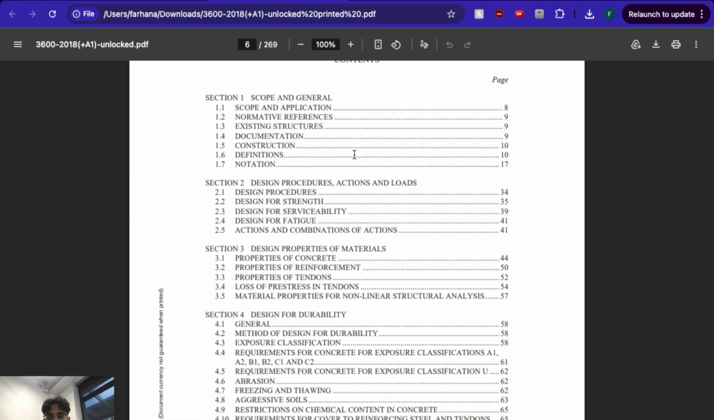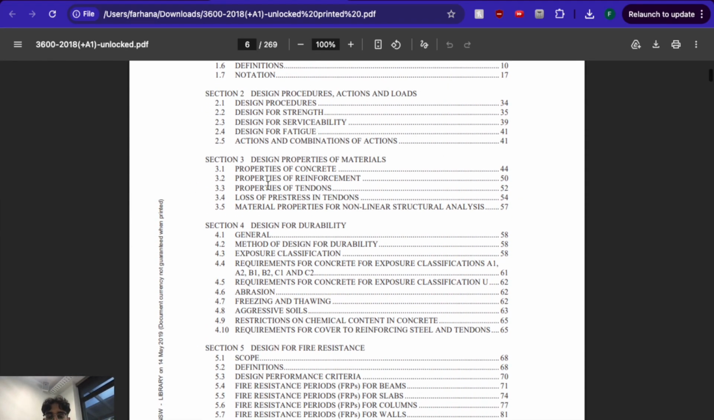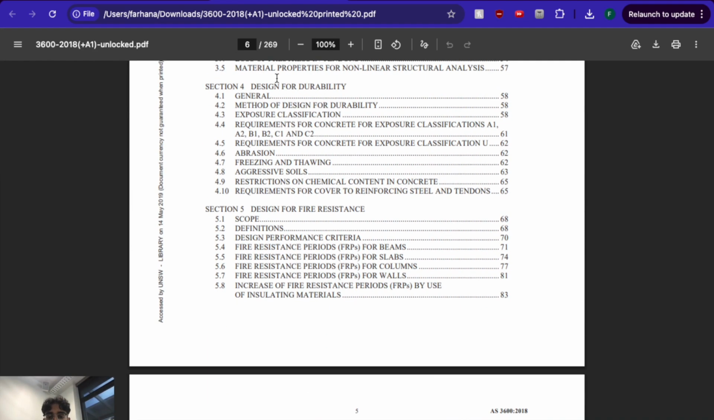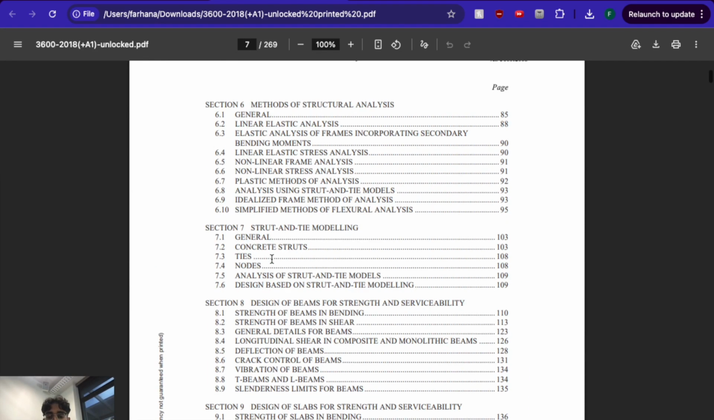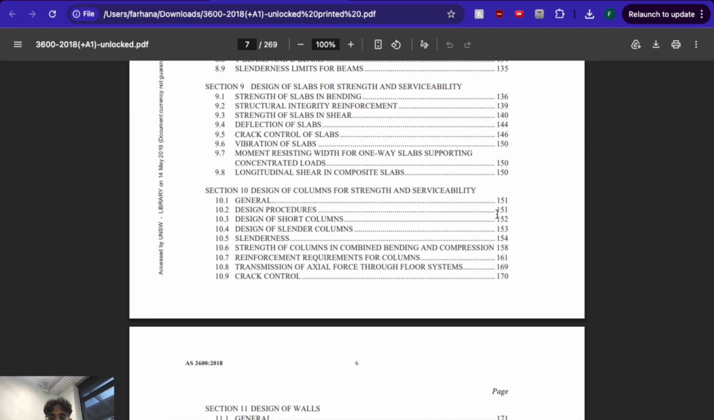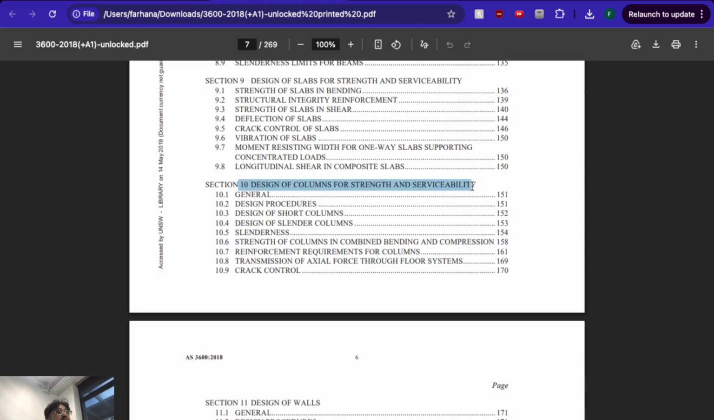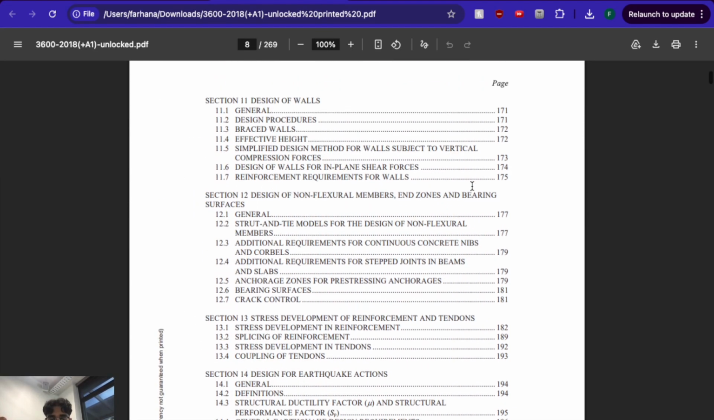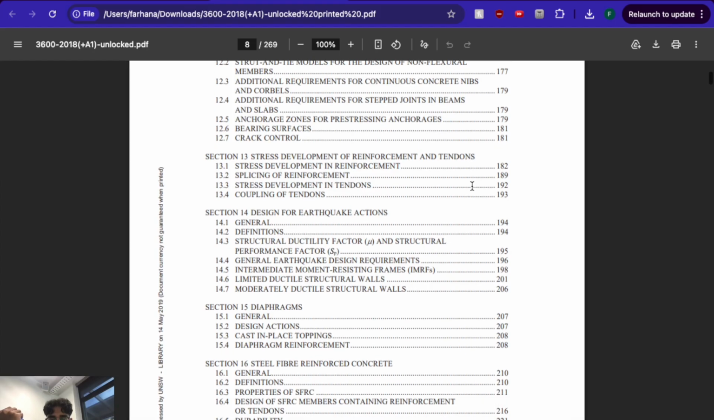So here it is: design procedures, properties of materials, design for durability. What we're going to be looking at in this course: design of beams, strength and serviceability. Slabs cover 1 week. Columns, you look at in week 10. And literally nothing else.